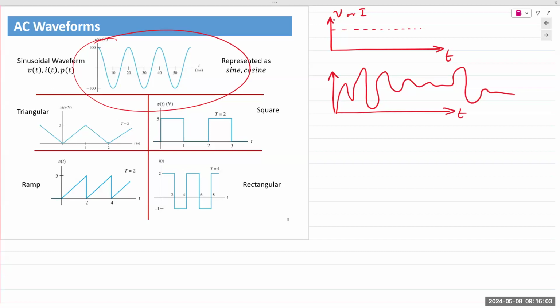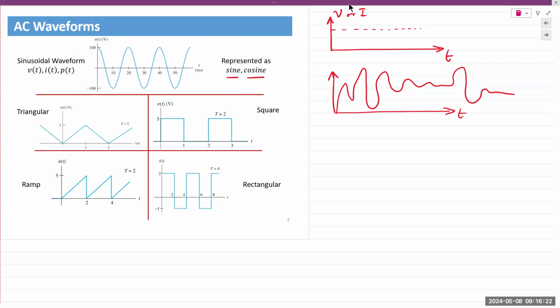Mathematically, it is represented with the functions sine and cosine. Sine x and cos x. That's what we'll use mathematically. Okay, mathematical representations. And then, of course, the quantity can be any of the three standard quantities: voltage, current, or power. All three of them can be described as functions of time.